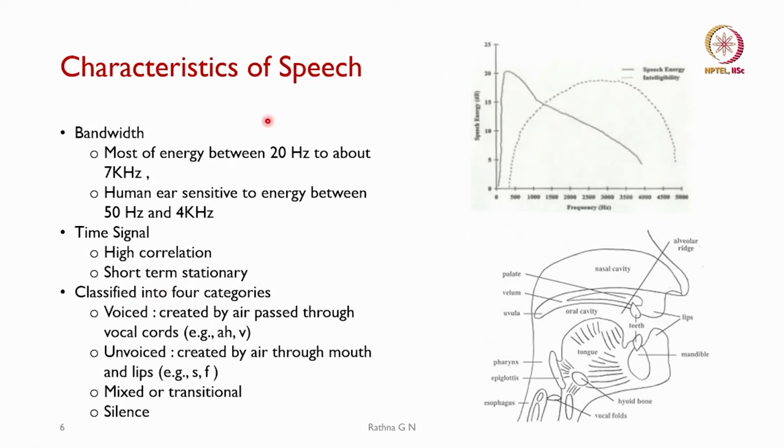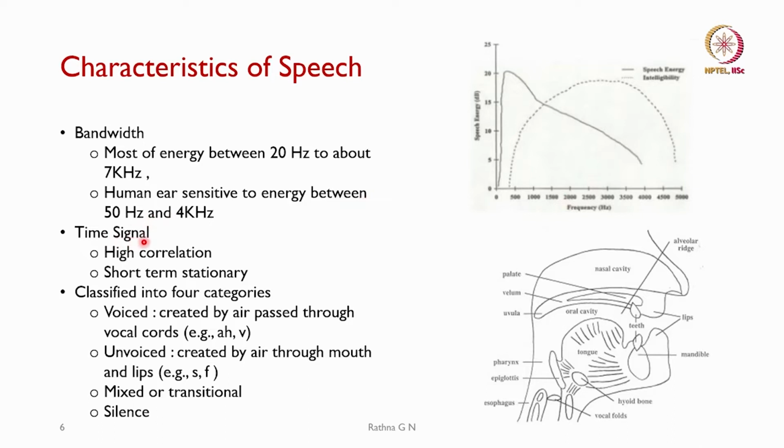What are the characteristics of speech? Considering bandwidth, most of the energy is between 20 hertz and about 7 kilohertz. We know that the human ear is sensitive to energy between 50 hertz and 4 kilohertz. That is the reason why earlier narrowband speech used an 8 kilohertz sampling rate. For all mobile communications now, we know the bandwidth to be covered is in this range, so we go with wideband speech, which is 16 kilohertz. You can see the auditory range given by this curve. So, narrowband and wideband we will use based on this.